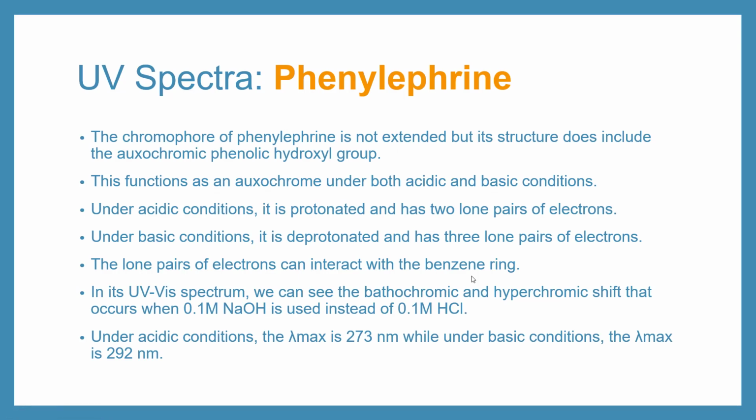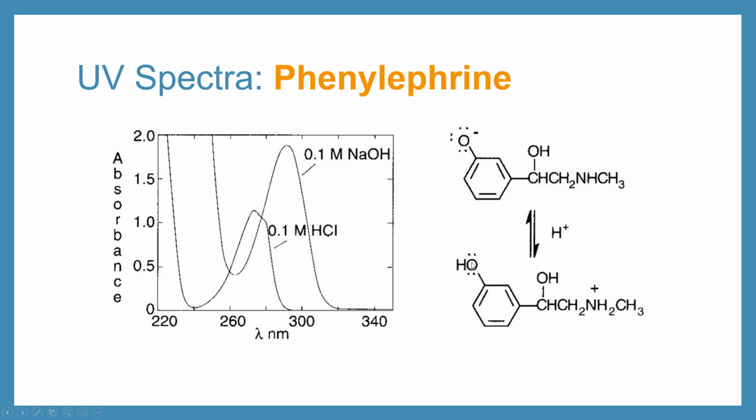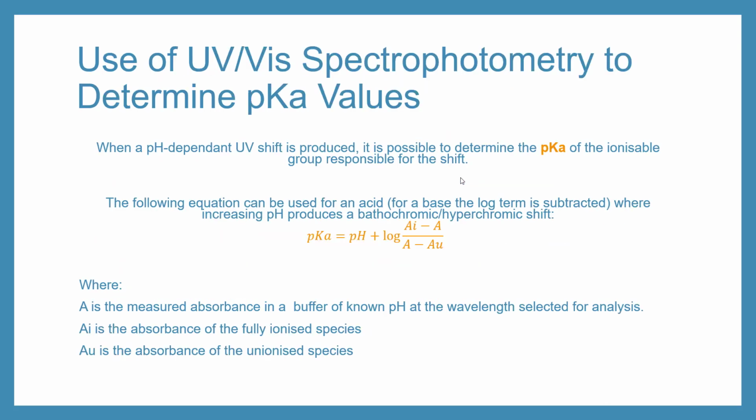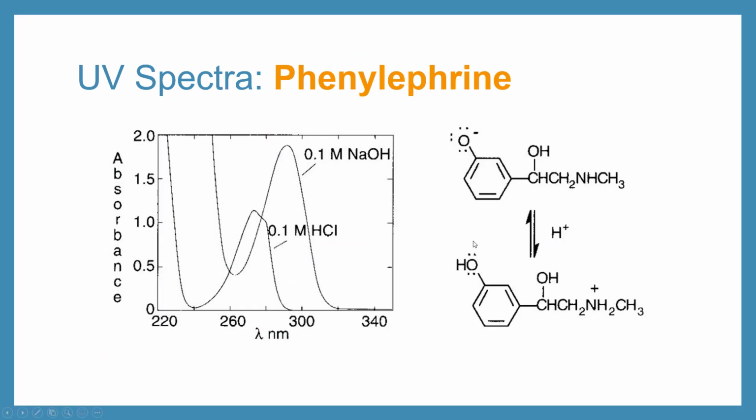And this can function as an auxochrome under both acidic and basic conditions, because no matter what way, even when it is protonated, we still have access to those lone pairs of electrons, all of which can be excited. So this hydroxyl group will always be auxochromic. Under acidic conditions, it's protonated and has 2 lone pairs of electrons, so we can see those here, 2 pairs. And when it's deprotonated, we have 3 pairs.